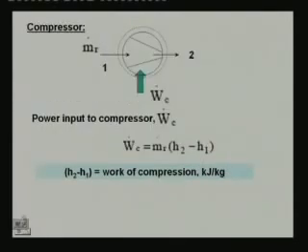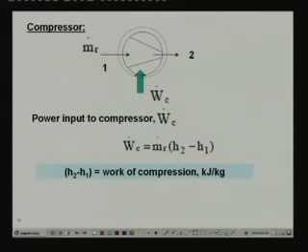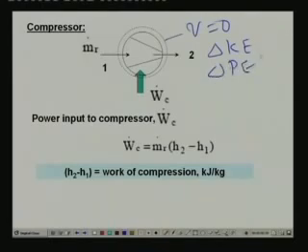Now if you apply the steady flow energy equation to the compressor, remember that we are assuming the compression process to be isentropic, so there is no heat transfer, Q is 0. Again we are neglecting delta KE and delta PE, both are negligible. Refrigerant enters at state 1 at evaporator pressure and temperature, and exits at state 2 which is at condenser pressure and at a discharge temperature T2.